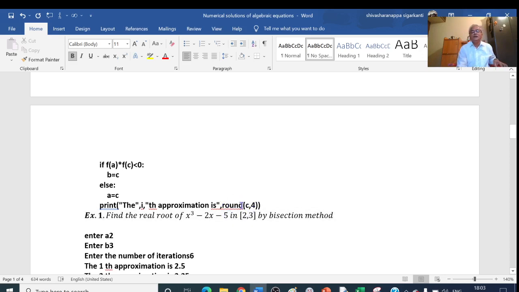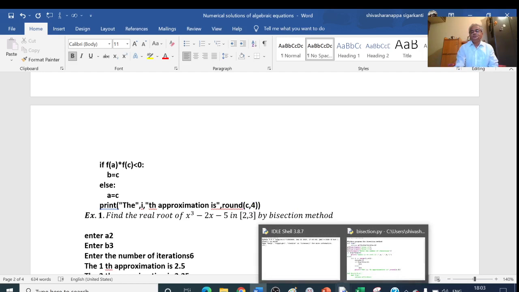And I have given round here, c comma 4, which means up to 4 decimal points we are considering here. Okay, that is, this rounds up to 4 digits after the decimal point. So this is the program. Let me run this program.